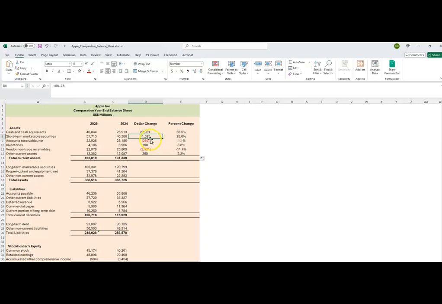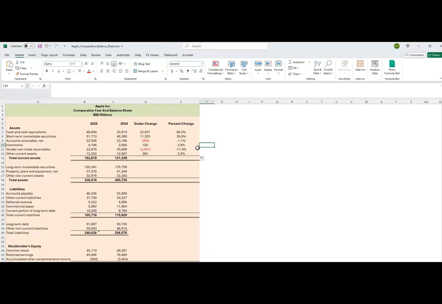Now, this number by itself doesn't mean anything. It doesn't tell me anything. It tells me something when I divide this number by the base year. Remember, the base year is the prior year. So I divide 11,325 by 40,388, and that will give me 28%. The meaning of that is that my short-term marketable securities increased by 28% in 2025 from 2024.